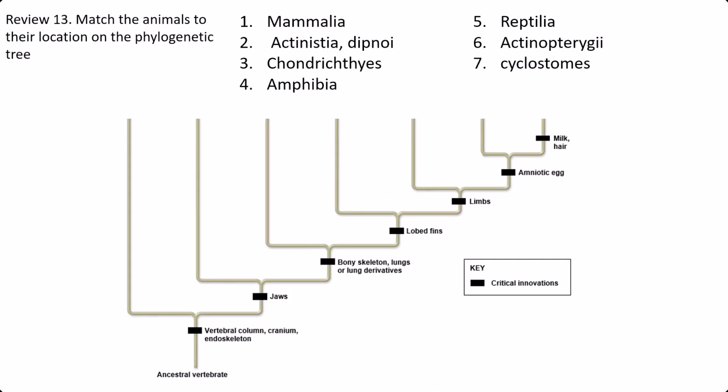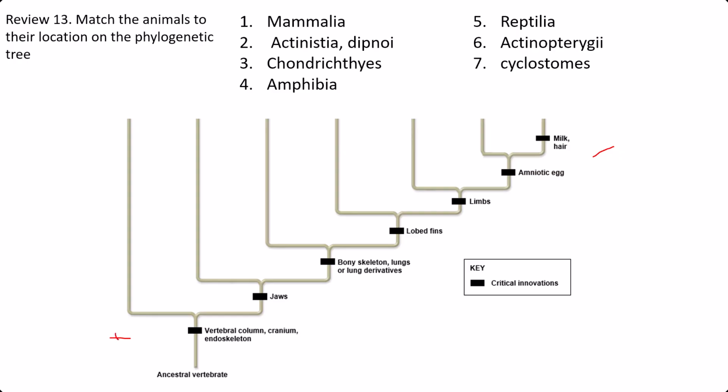So let's review. Match the animals to their location on the phylogenetic tree. I would encourage you to pause so you can think this through before you just listen to me answer this for you. But go ahead and take a pause and see if you can work out which group goes on which part of this phylogenetic tree. So there's really 2 ways we could do this. We could either start at the simplest groups or the more complex groups. Let's go ahead and start at our simplest group over here.